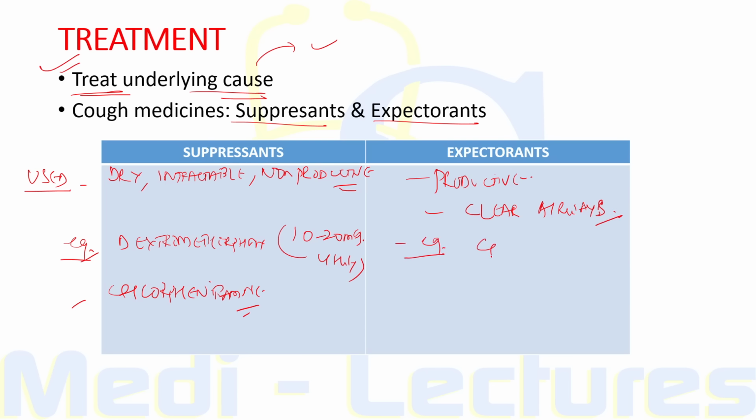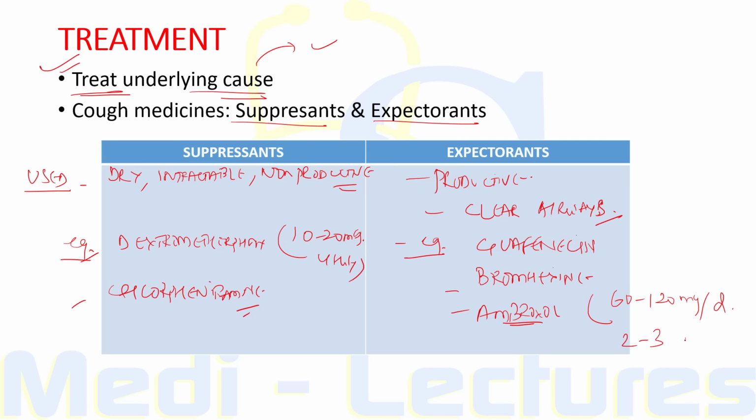Examples of expectorants include guaifenesin. Then we have bromhexine and commonly we use ambroxol. So these are the various cough expectorants. So ambroxol is typically used in a dose of 60 to 120 milligram per day and it has to be divided into 2 to 3 doses.